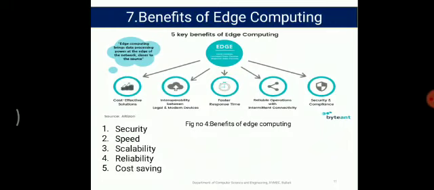Next comes the reliability. It can offer connectivity without the edge by processing data closer to the source. Data can be rerouted through multiple paths, and can work without connectivity. And the last one is cost saving. It means less expense.